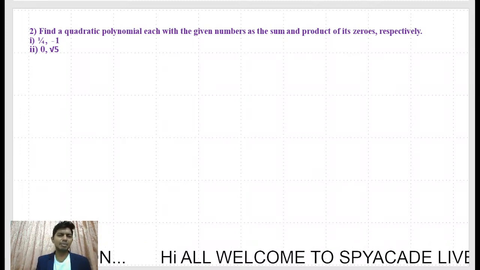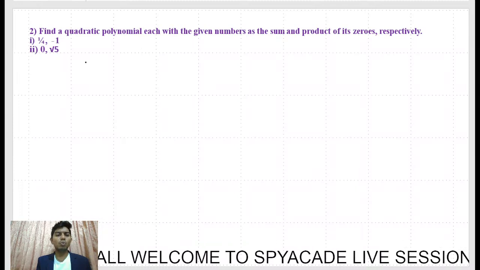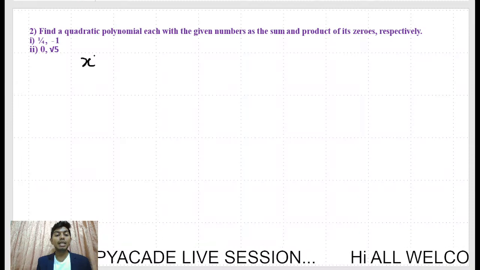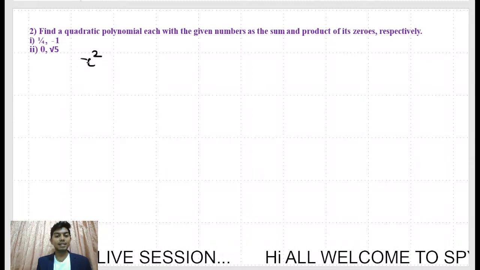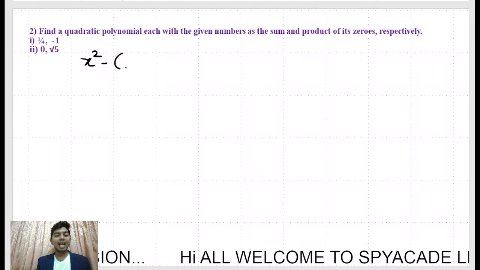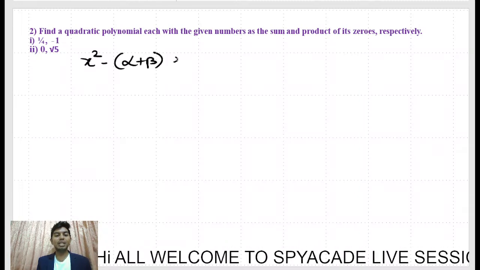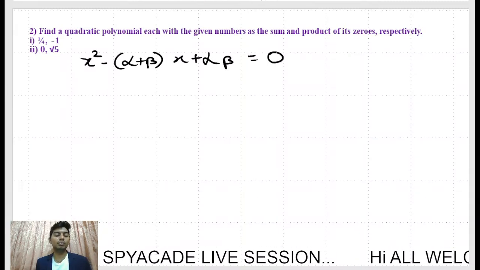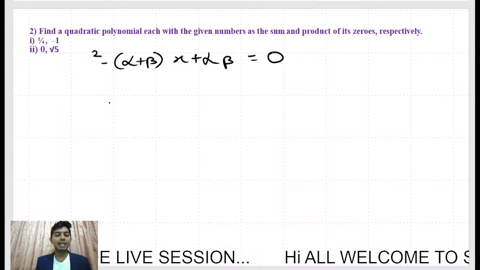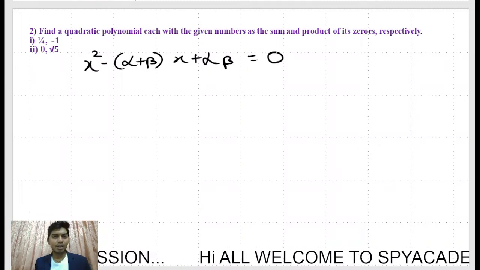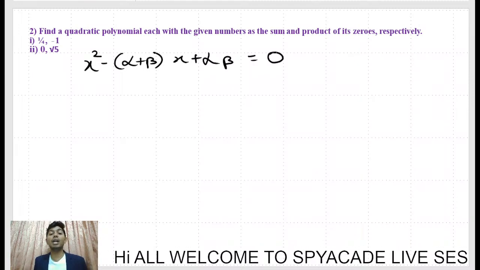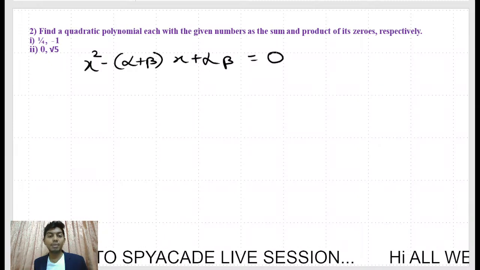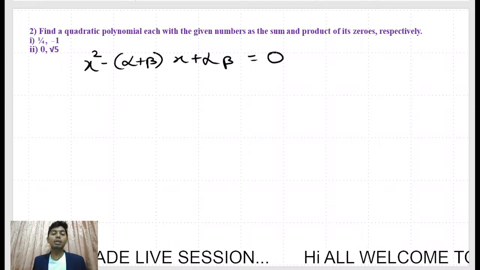Very simple. See, I'm just giving you one formula. Okay, so first make a note of this one. x square minus (alpha plus beta) into x plus alpha into beta is equal to 0. Fine. Here alpha plus beta is nothing but the sum of the zeros, and alpha into beta is the product of the zeros.